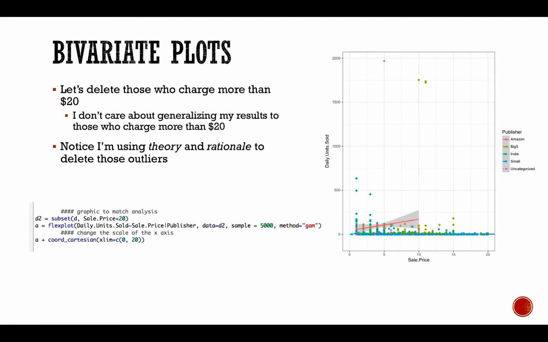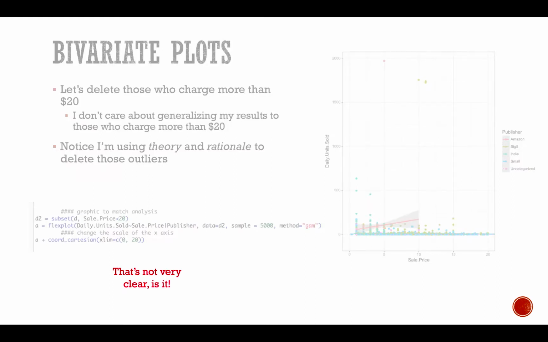Now let's look at the bivariate plots. So let's delete those who charge more than $20. Now this is an intentional decision based on theory, because I don't care about generalizing my results to those who charge more than $20, because I am not going to charge more than $20 for my book. So again, I'm using theory and rationale to delete those outliers. Bottom left is the code to generate the plot on the right.